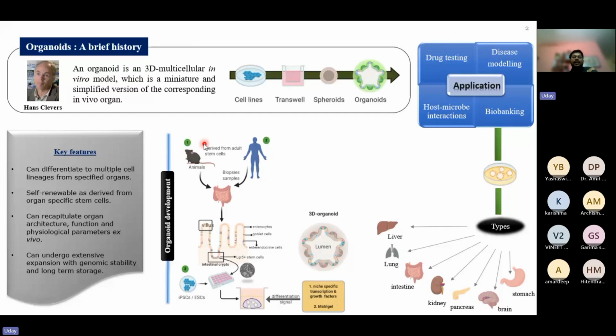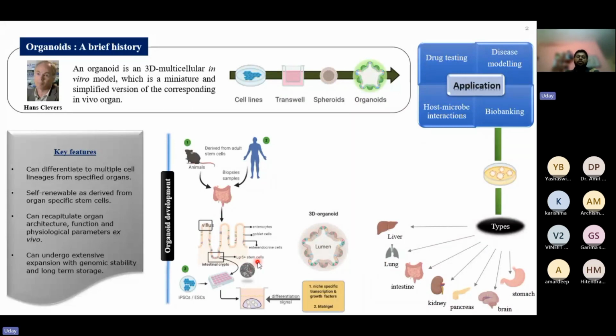So for my study, I used adult stem cells, because in the intestine, I have already shown that there are crypts present. In the crypt, there are cells called LGR5 positive stem cells. So these are the adult stem cells. From there, you can actually generate the organoid. So what I did, I collected the mouse ileum part. Then we collected the crypt portion, the intestinal crypt, which contains the LGR5 positive stem cells.